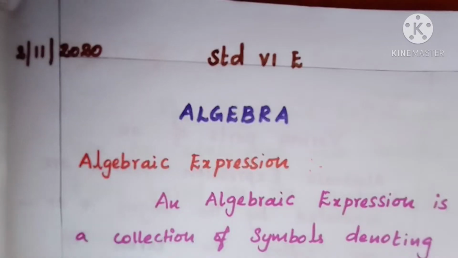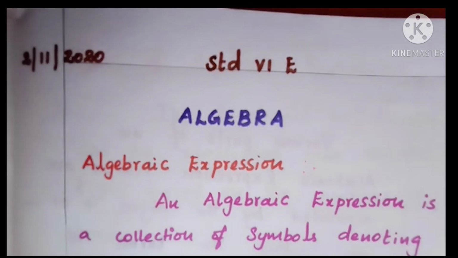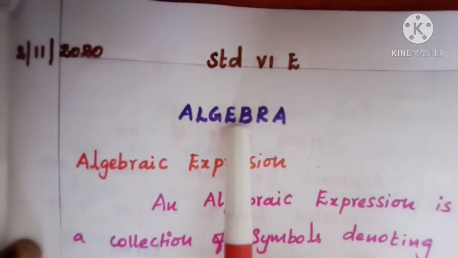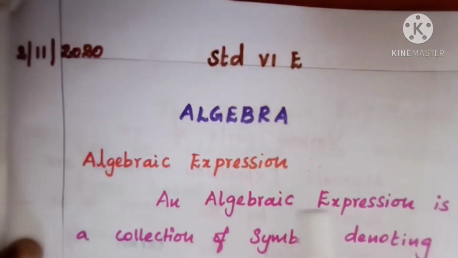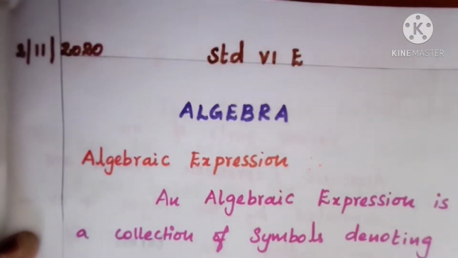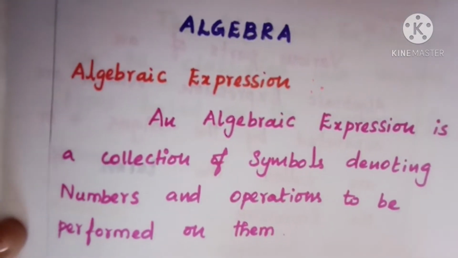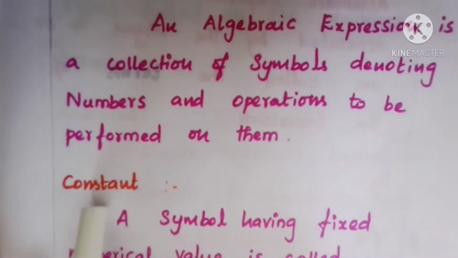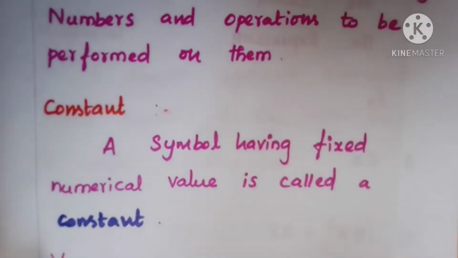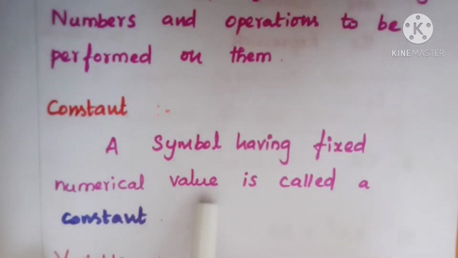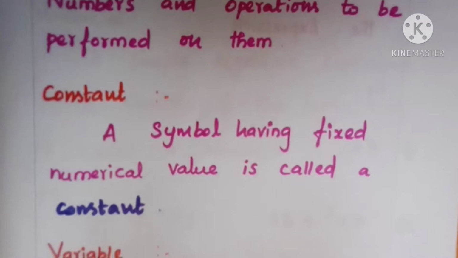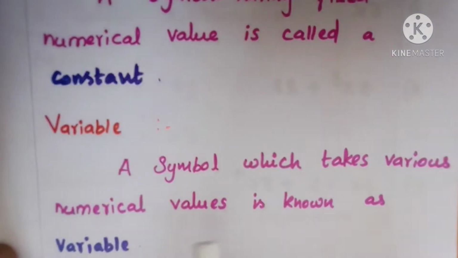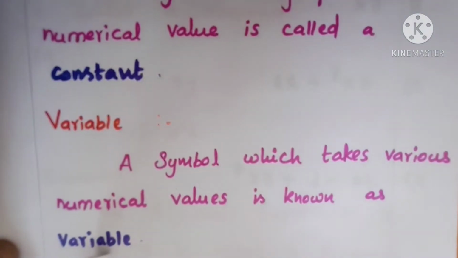Yes, students, we have already learned what is algebra and how to represent it. Let us recall a small portion of it. In algebra, the algebraic expression plays an important role. An algebraic expression is a collection of symbols denoting numbers and operations to be performed on them. What is constant? A symbol having fixed numerical value is called a constant. And what is variable? A symbol which takes various numerical values is known as variable.